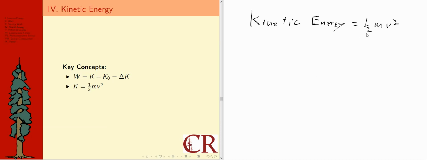The formula for kinetic energy is 1/2 mv squared. And I've written that here to the right on the whiteboard because that's probably the most important thing for this topic. That's also what's written here in the second line under the key concepts on the slide, just as K is equal to 1/2 mv squared, where K stands for kinetic energy for short.